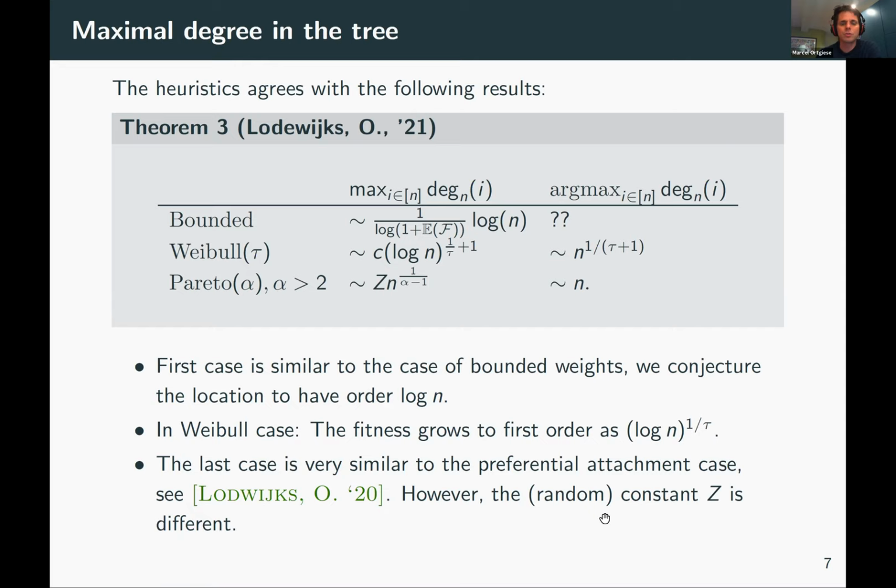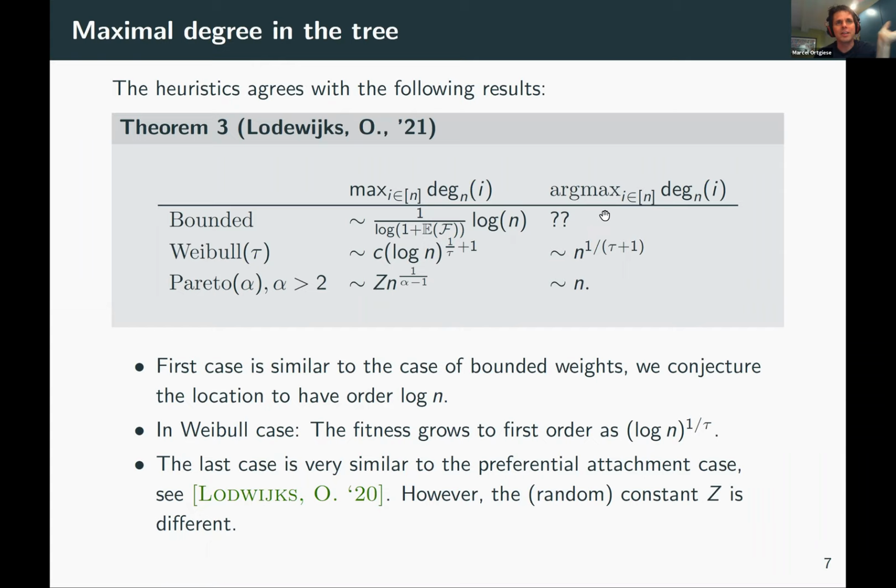In the last case, I won't talk too much about it in this talk because I have talked about this in the case of preferential attachment models a lot of times. So if you want to know more about that, ask me later. But I'll concentrate on this probably most interesting case for this model, which is in between bounded and Pareto for now.